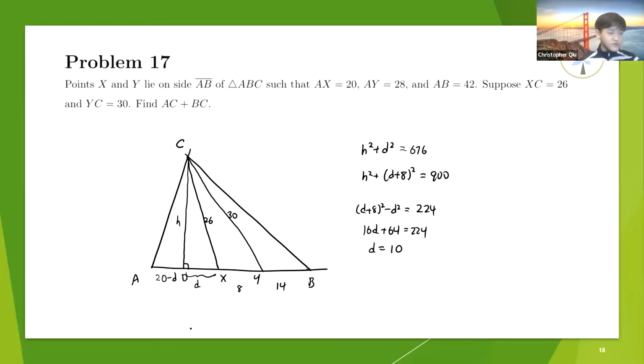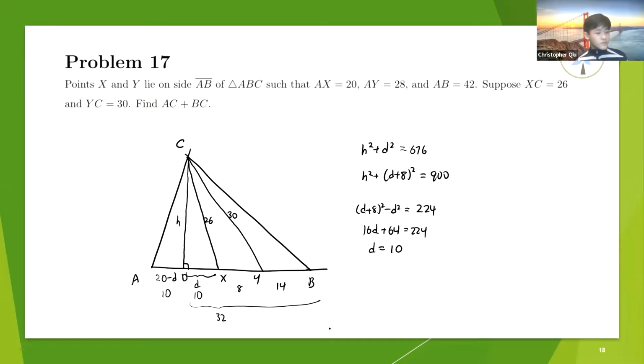So now we've solved for d, and we want to find AC plus BC. And now that d is equal to 10, we see that also this length AD is equal to 10. So we've found both AD and DB, which is 10 plus 8 plus 14, which is 32.